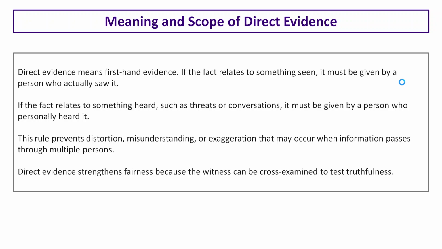Direct evidence strengthens fairness because the witnesses can be cross-examined. Cross-examination allows the opposite party to test the witness's memory, truthfulness, and consistency. For example, if a person says, "I saw the accused running away from the crime scene," that is direct evidence. If a person says, "My neighbor told me that he saw the accused running," that is not direct evidence. The first statement is based on personal knowledge, and the second statement is based on someone else's narration. So, the core principle of Section 60 is this: evidence must be first-hand, the witness must have personal knowledge, and only direct testimony is admissible. This is the foundation that later leads us to understand why hearsay is excluded.